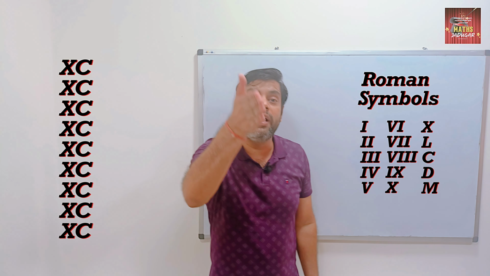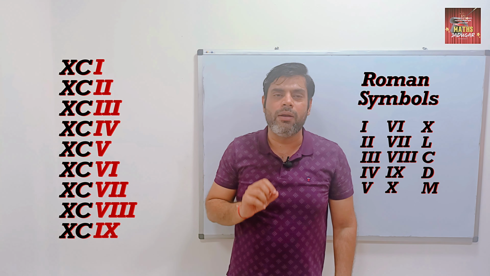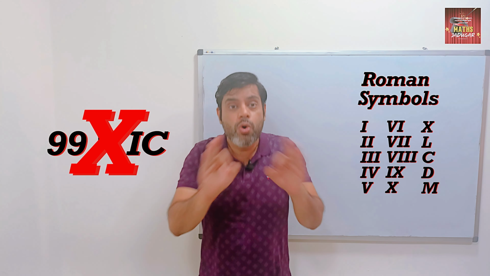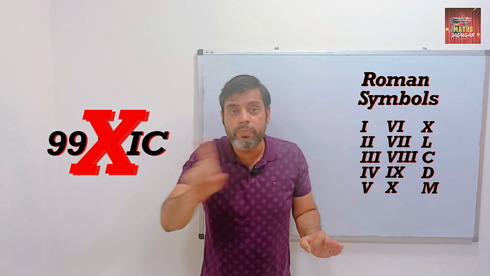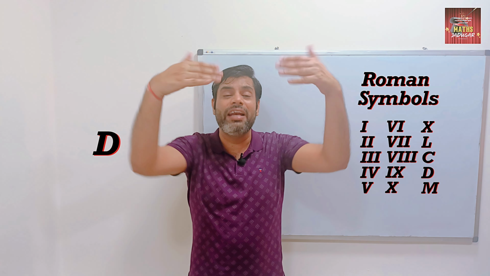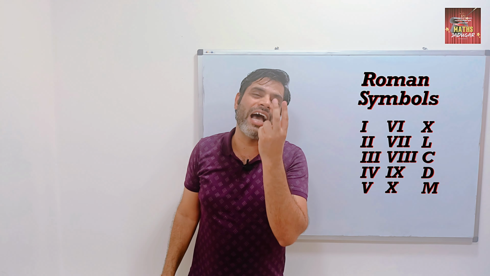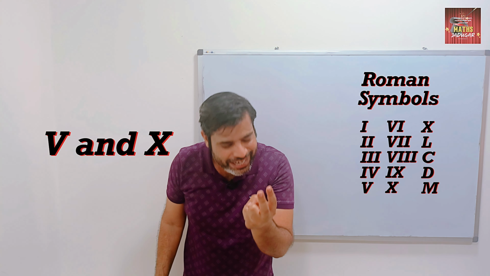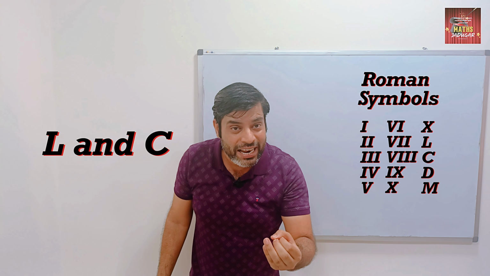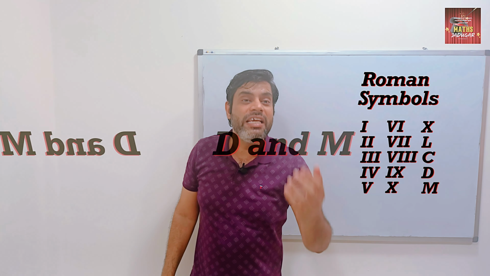91 to 99, you already know 1 to 9, right? 1 to 9 in a similar way. Now 99, a lot of kids make mistakes. For 99, they write IC. No, no, no. I cannot be subtracted from C or D or even L or M. I can be subtracted only from the two immediately higher symbols, which are V and X. Same way, X can be subtracted only from L and C. In future, C will be subtracted only from D and M.